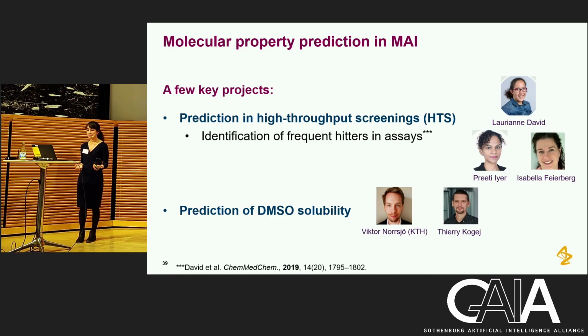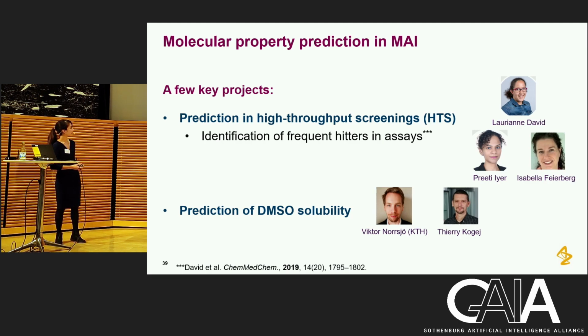So here, a few key projects that we're looking at in the MEI group are, for example, the prediction of the outcomes of different high-throughput screenings. And here I want to highlight some of the work done by Lorian, who's in the audience, on the identification of frequent hitters in assays. So this would be experimental assays, and the frequent hitters are molecules which are either false positives in your assay or false negatives. And her work was also recently published in CAMELYON. So if you're interested to learn more, I recommend you look at her paper.